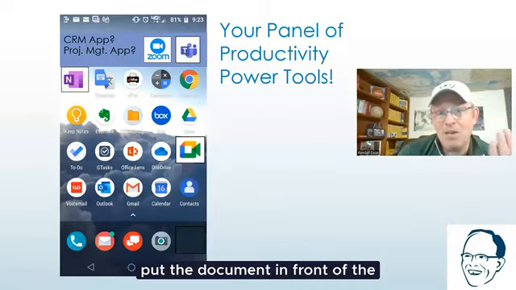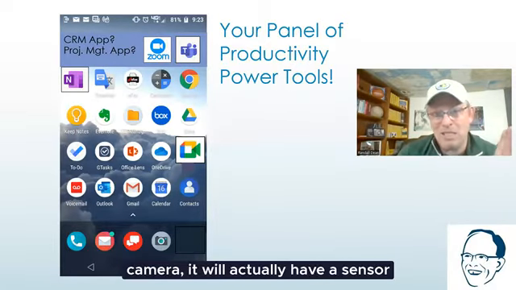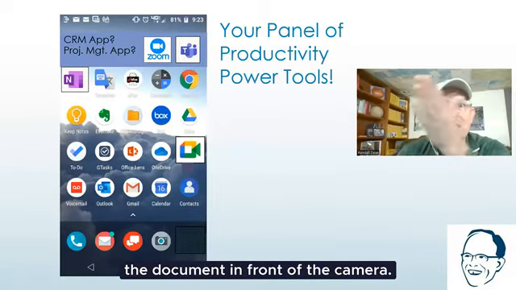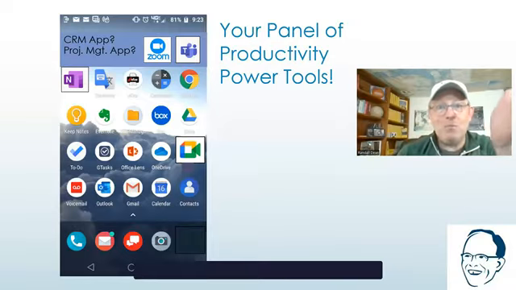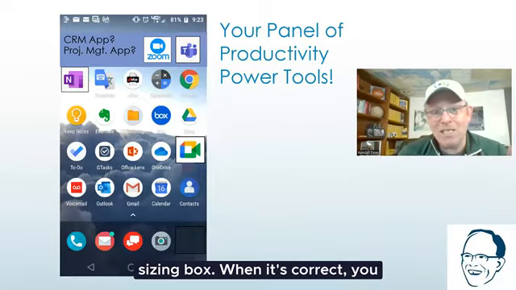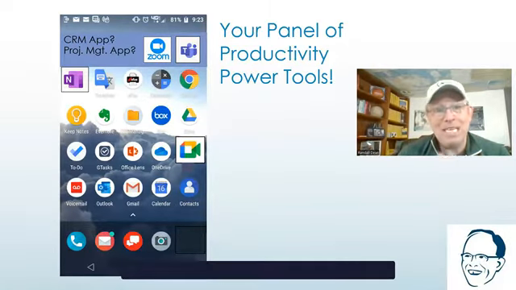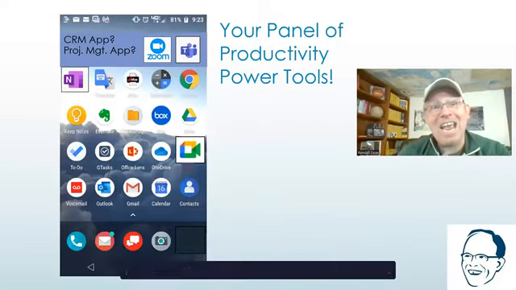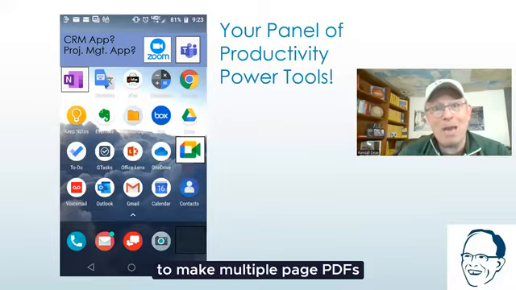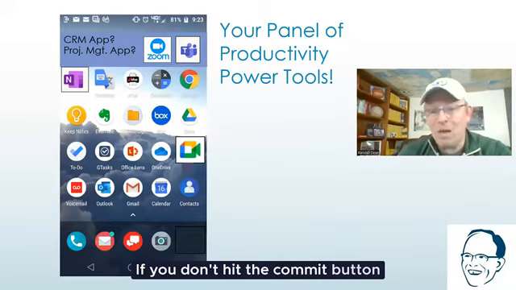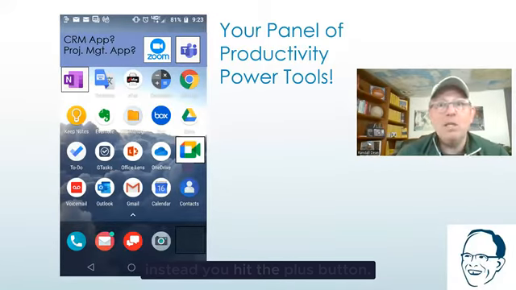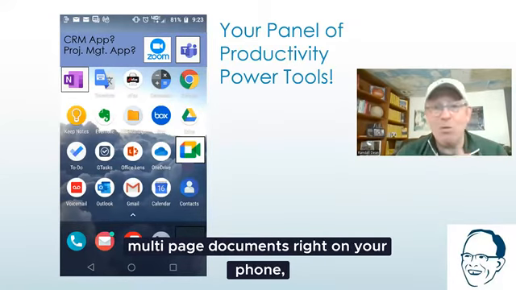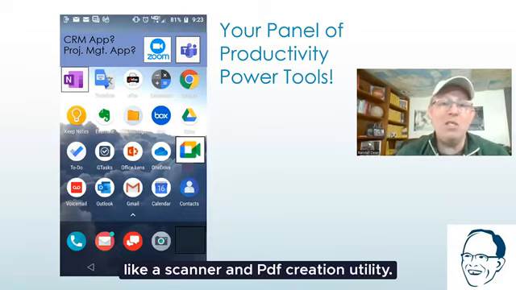If you put the document in front of the camera, it has a sensor that will estimate what the document is in front of the camera. It'll actually give you a little sizing box. When it's correct, you just hit the camera button and it takes the picture. But listen to this, it can automatically convert it to PDF, and it can allow you to make multiple-page PDFs if you don't hit the commit button, and instead hit the plus button. So you can make multi-page PDFs from multi-page documents right on your phone, like a scanner and PDF creation utility.